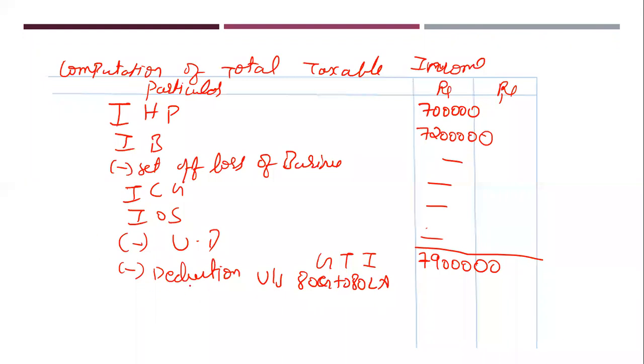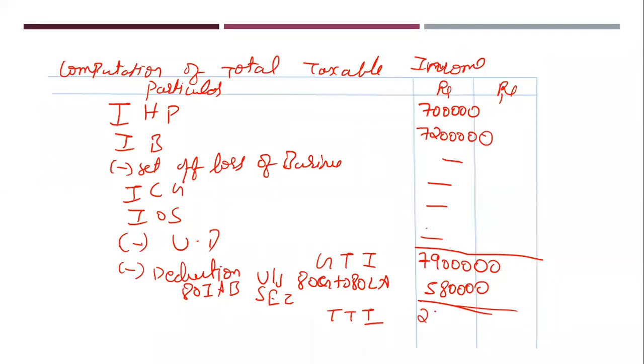So that is what it is. Deduction under section 80IAB, special economic zone deduction. How much? 58 lakhs. Okay. So we have to claim the deduction and the remaining will be considered as total taxable income. So what is my total taxable income here? You tell me, what is my total taxable income?